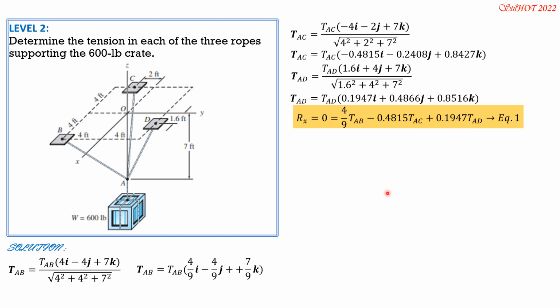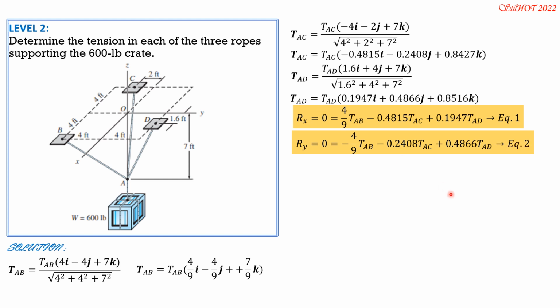equals 0. Then Ry equals 0 equals negative 4 over 9 tension in AB, negative 0.2408 tension AC, then plus 0.4866 tension AD. Call that equation 2. Then Rz is 0 equals 7 over 9 tension in AB, plus 0.8427 tension in AC, then plus 0.8516 tension in AD, then minus 600 here, the weight of the crate.